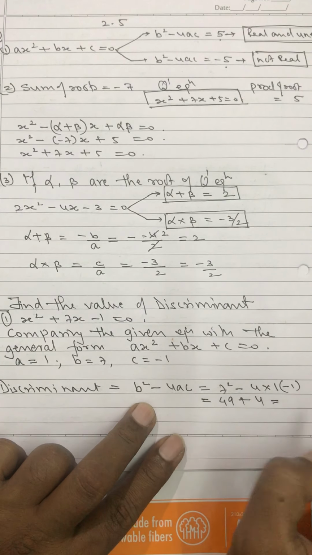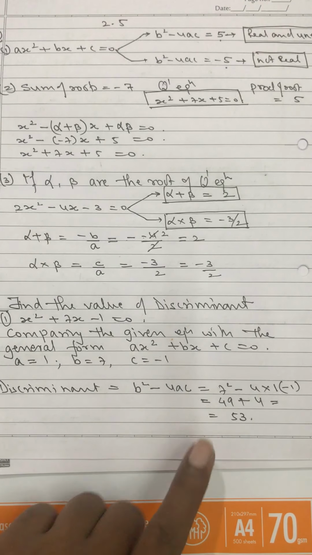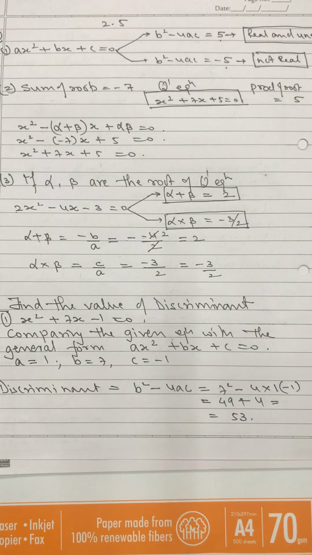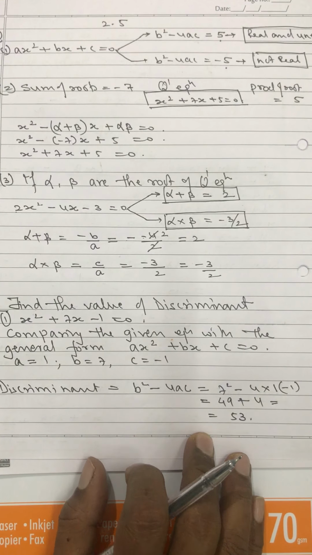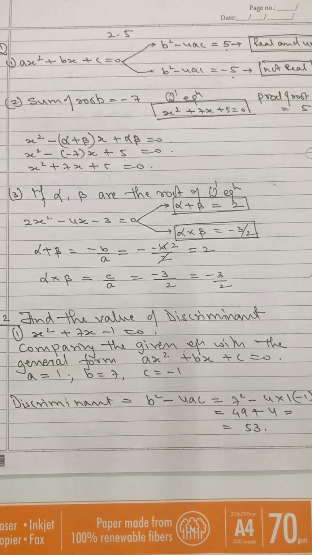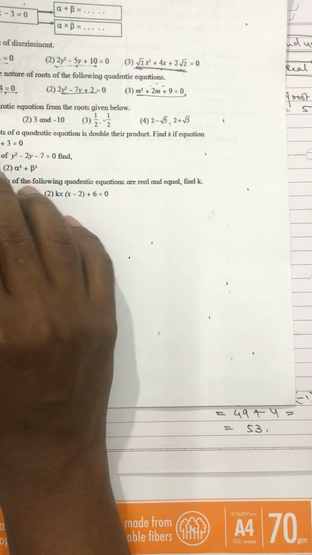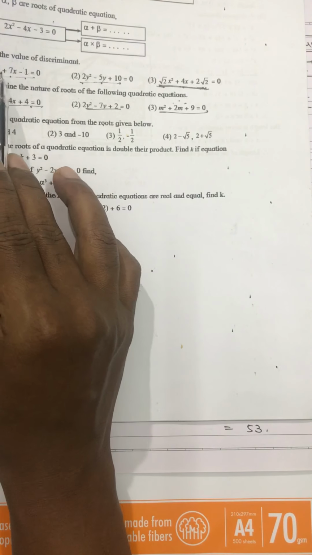So this will become 53. Okay. 49 plus 4, that is equal to 53. Okay, fine, my dear student. So with this, here they have just asked you to find the value of the discriminant. But sometimes what will happen? Supposing if the same question would have been this, determine the nature of the roots of the following quadratic equation.